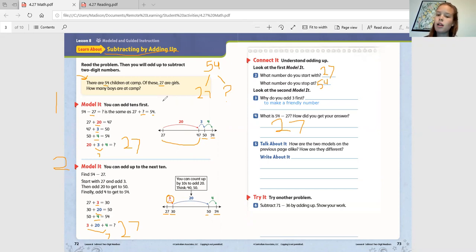So how are the models on this page alike and different? Now they're the same because you get the same answer. And they're different because in this one, you added up by tens first, and in this one, you found your friendly number by going to the next tens first. Exactly.